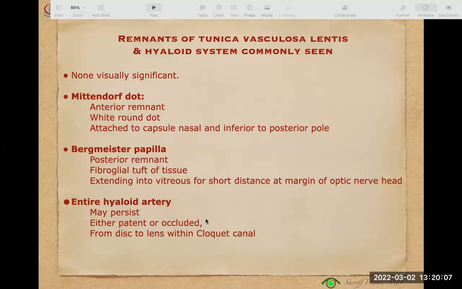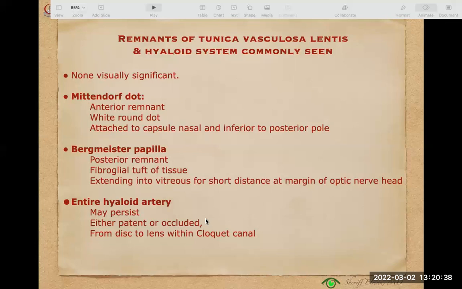And this is the optical explanation that it does not affect vision. If it were attached exactly to the posterior pole, it would have affected vision much. Now, the Bergmeister papilla is the posterior remnant of a fibroglial tuft of tissue that extends into the vitreous for a short distance at the margin of the optic nerve head. This is a remnant of the hyaloid system of vessels.